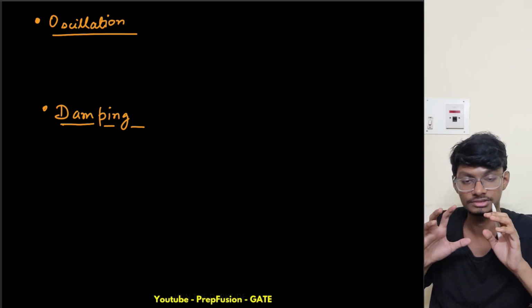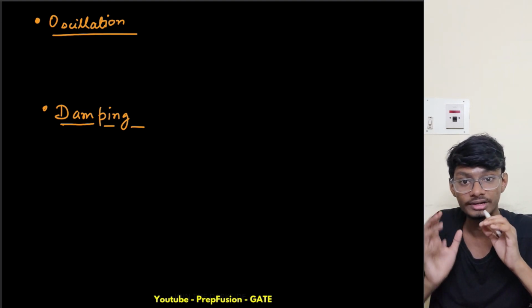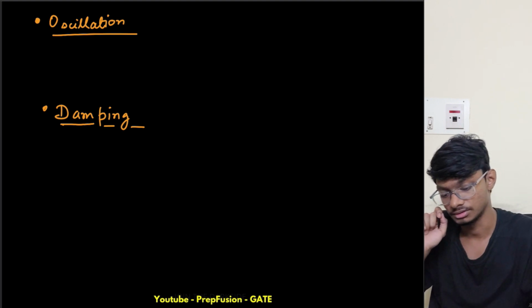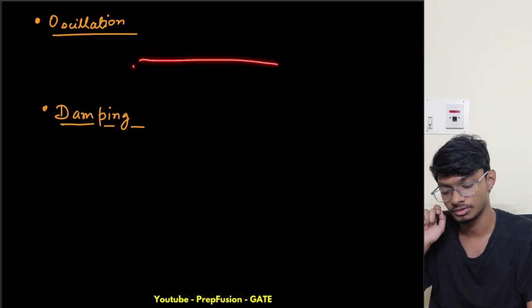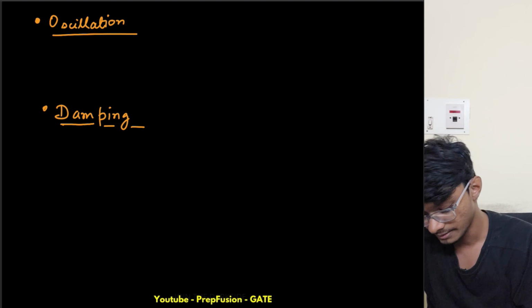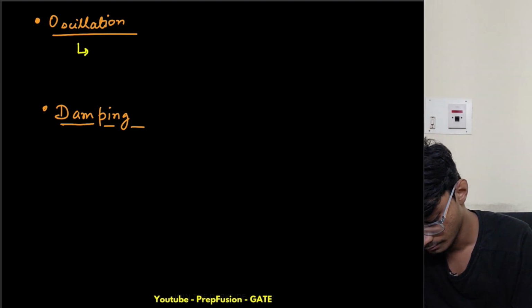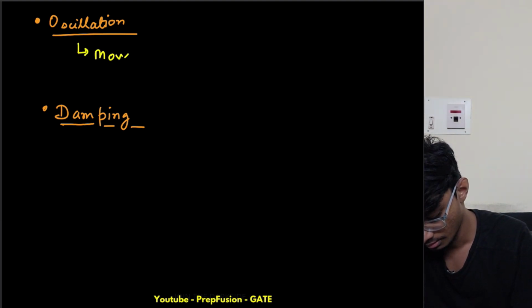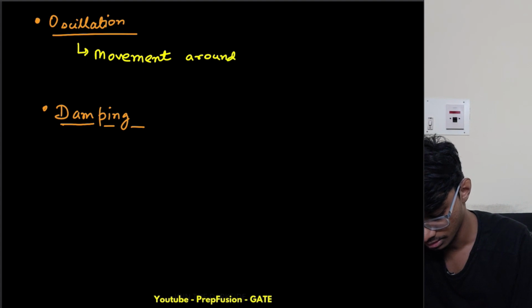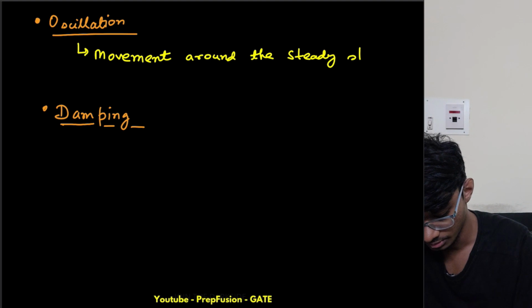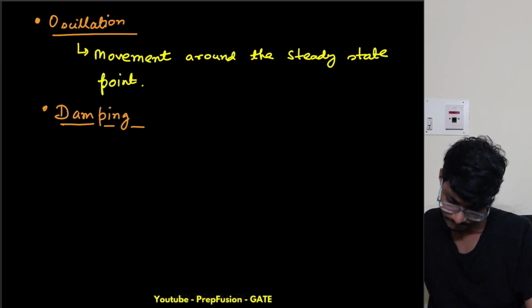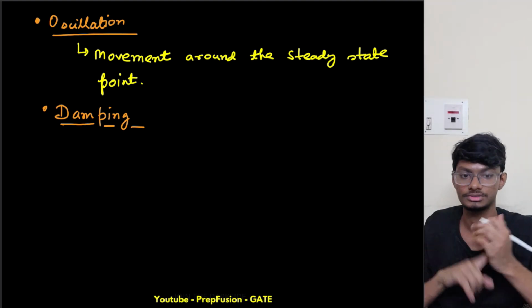Basically, oscillations mean, tell me, it is a movement around the steady state point, right? For an underdamped system, it had a steady state point and it was oscillating, right? So it is the movement around the steady state point. Okay, movement around the steady state point.